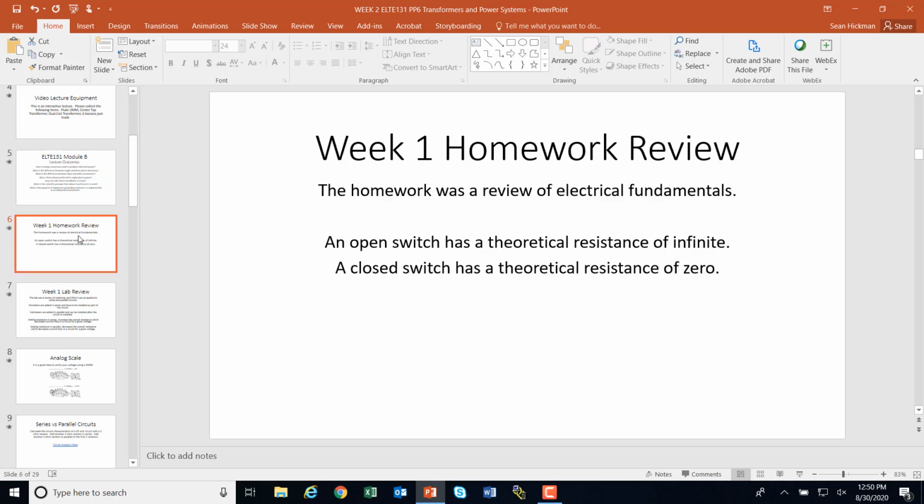In the prior unit, week 1 or module 1, we learned a variety of different things. One of the key points was that an open switch has theoretical resistance being infinite. There's no flow through it. And when you close the switch, you have a theoretical resistance of 0, and current would flow through it very well. Now remember that that's theoretical. You might measure something other than 0 on a closed switch. There might be some resistance in the switch or the leads or something leading up to that.